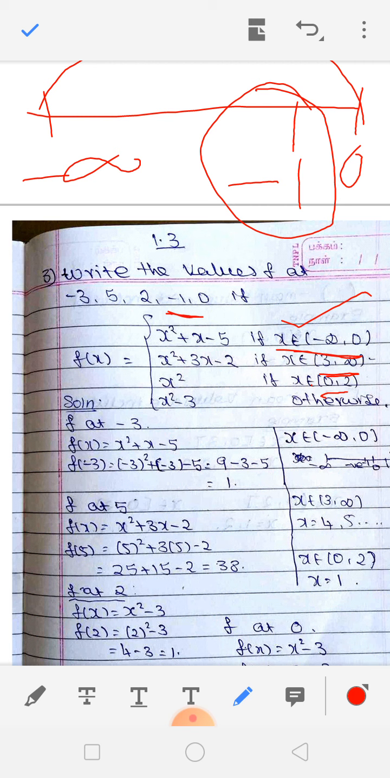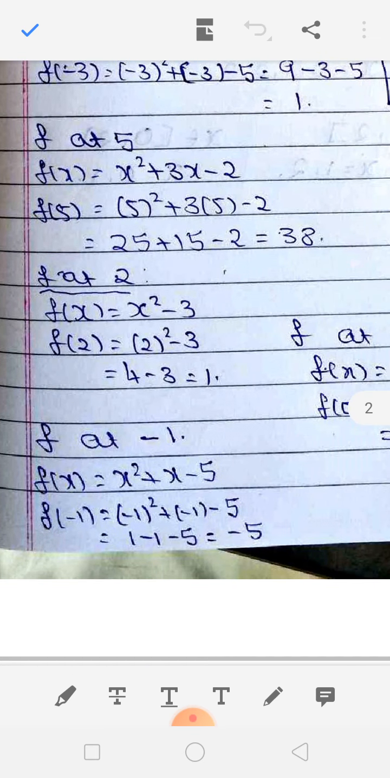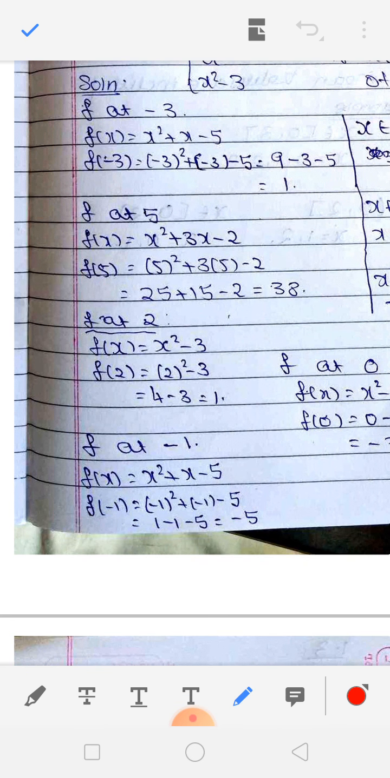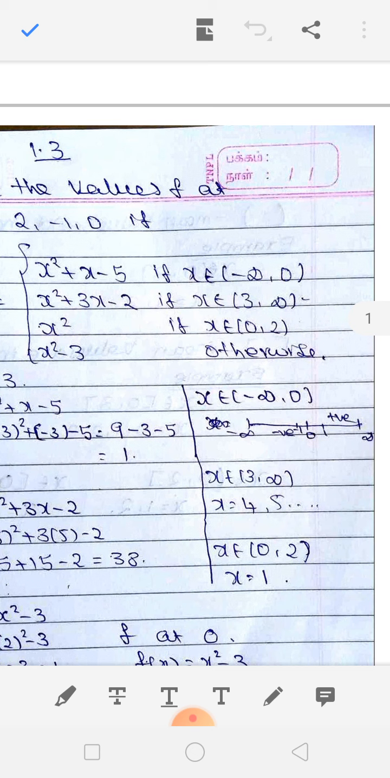So minus 1 is in the first interval. I just write the first function. I replace x by minus 1. So minus 1 square plus minus 1 minus 5. So 1 minus 1 minus 5 is equal to minus 5. And then look at that, what is the next value? 0. So where is 0?